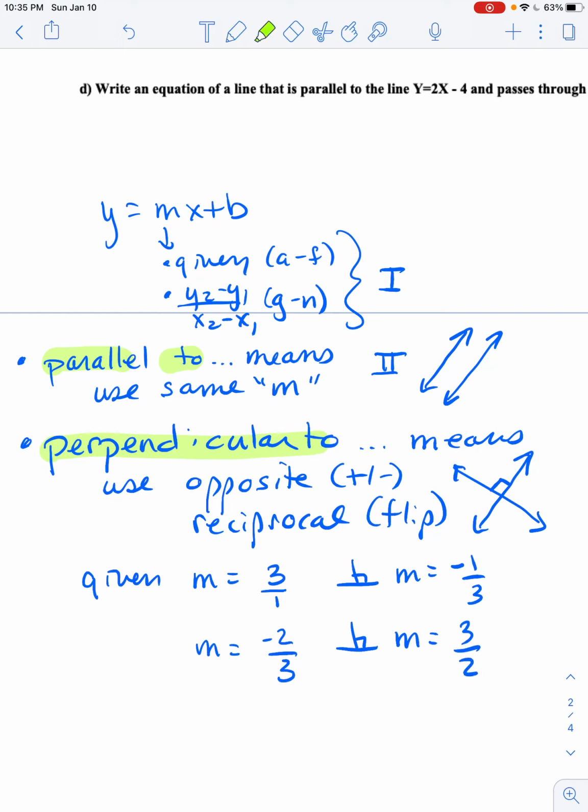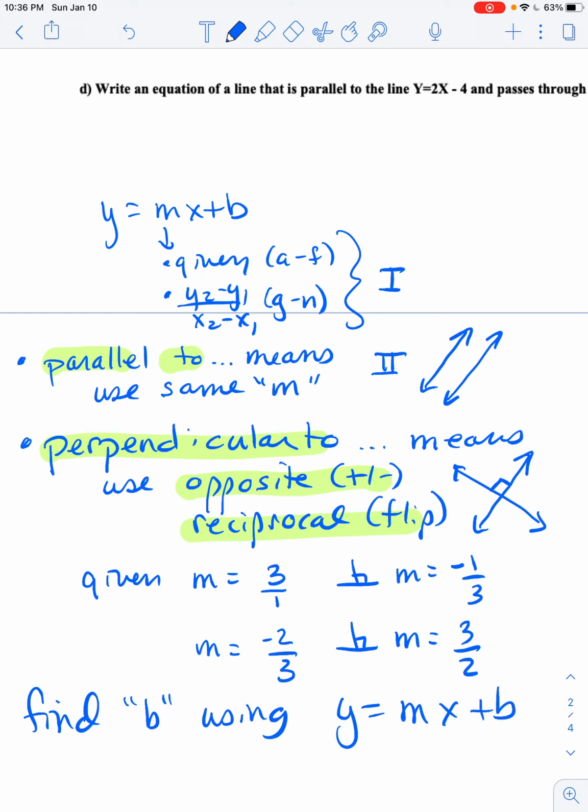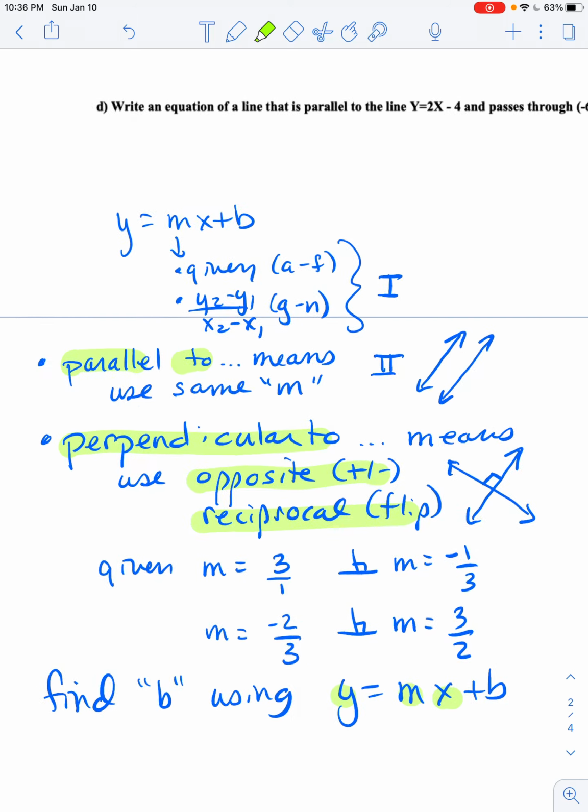So that's what this whole opposite reciprocal is. You change the sign, and then you flip it over. Then, in terms of finding b, you're going to find b the same way as you did yesterday. You're just going to find b using y equals mx plus b, but you're going to plug numbers in for these 3 things that you already know.